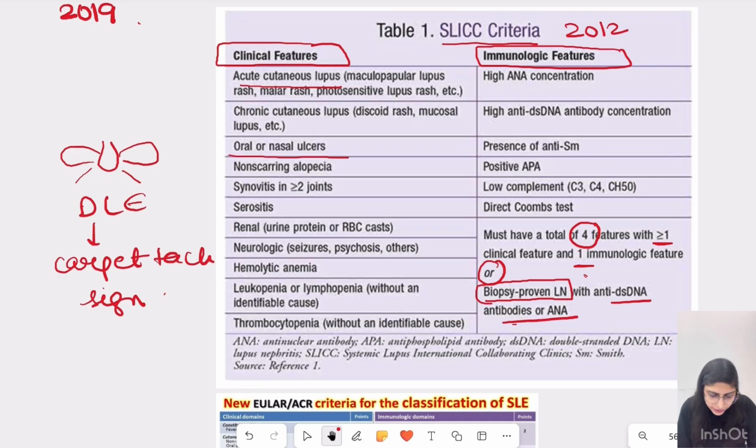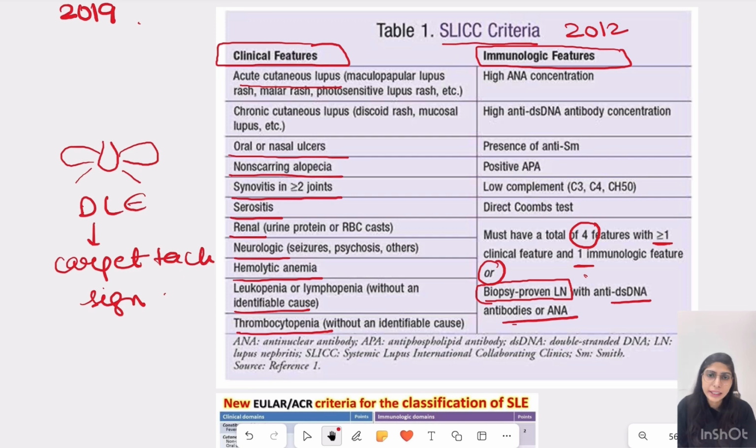Then there are oral or nasal ulcers, non-scarring alopecia. So if you start from head to toe, you have non-scarring alopecia, oral or nasal ulcers, acute cutaneous, chronic cutaneous lupus. Those are 4. Then synovitis in more than or equal to 2 joints. Serositis, renal, neurologic, hemolytic anemia, leukopenia, thrombocytopenia.